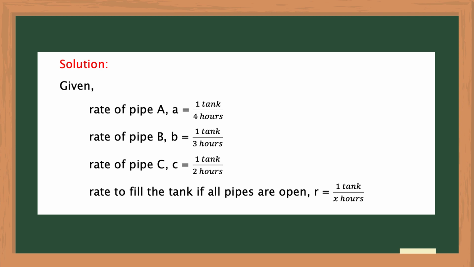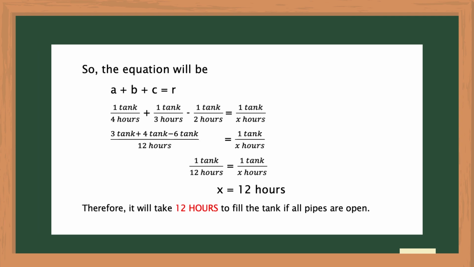To find the hours to fill up the tank, we will simply add the rates of pipe A, B, and C and equate it with the rate to fill the tank if all pipes are open. Notice the words filled and drain in the statement. Filled means it's adding into the tank, so it will be a positive rate, while drain means it's reducing the content of the tank, so it will be a negative rate.